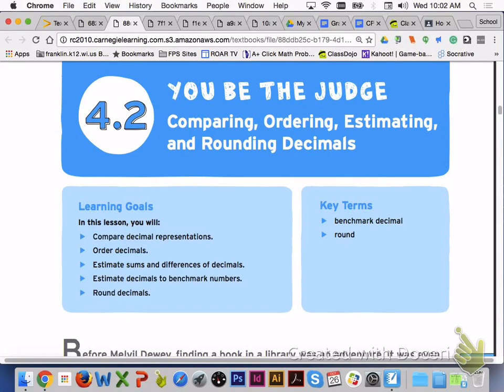Hi class, in lesson 4.2 you will be comparing, ordering, estimating, and rounding with decimals. Learning targets for today: you will compare decimal representations, order decimals, estimate sums and differences, estimate decimals to benchmark numbers, and finally round decimals. Key terms to look for in lesson 4.2: benchmark decimal and round.